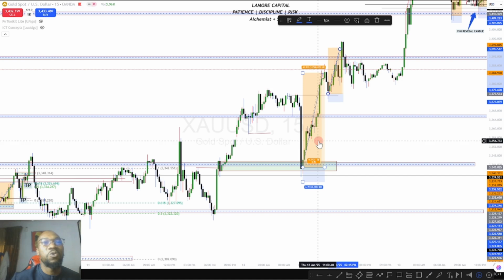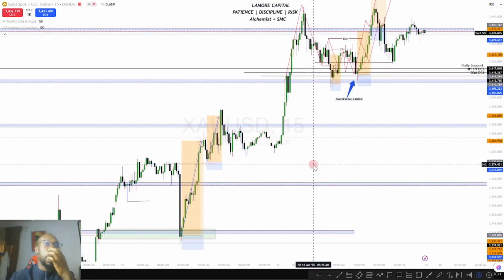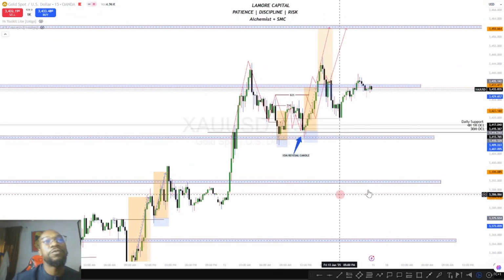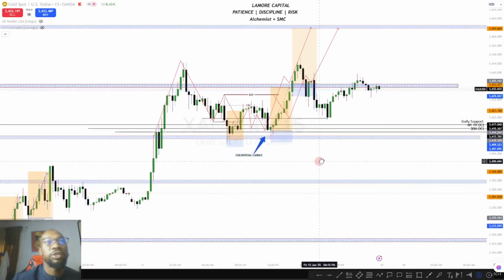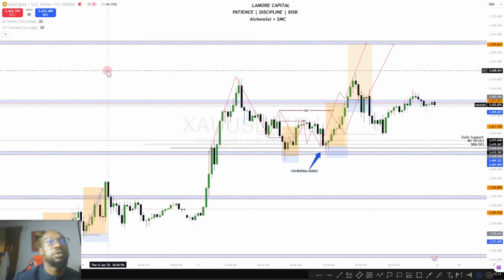So that is my second trade for Thursday. I didn't take a trade on Wednesday. So that is how we actually caught that trade on Thursday. And going to Friday was very interesting for us. Very, very interesting. And we caught some nice trades on Friday.